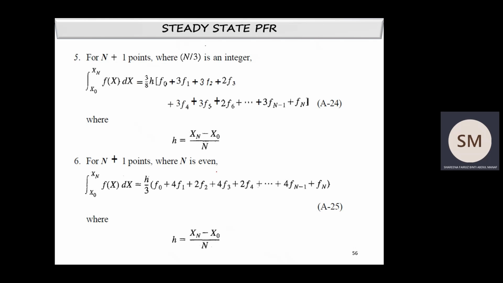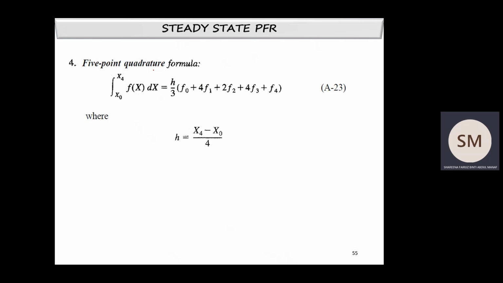Okay, so this is the 5-point quadrature formula. It is applicable for 5 points: f0, f1, f2, f3, and f4. You can apply this one to 0.8, because 0.8 divided by 4 gives you 0.2. That means x0 is equal to 0, x1 is equal to 0.2, x2 here is 0.4, x3 is 0.6, and x4 is 0.8.